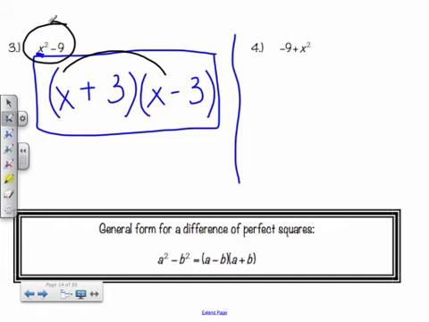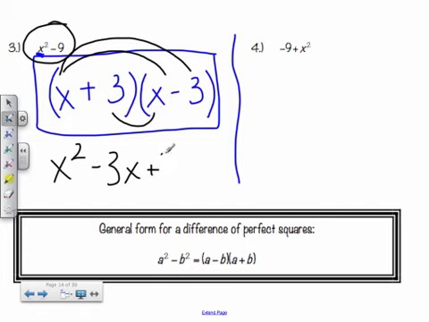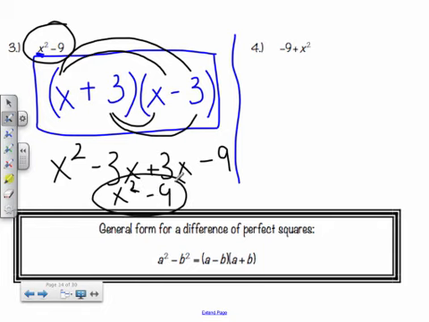So x multiplied by x gives you x squared. When you distribute this x to this negative 3, you get negative 3x. When you distribute this 3 to this x, you get positive 3x. It looks promising because those will cancel each other out. When you distribute this 3 to this negative 3, you get negative 9. So you end up getting x squared minus 9. I should not have circled that because that's not the final answer. That's just our check to make sure that it's right. So what we have right here is our final answer, and we have factored by difference of perfect squares.